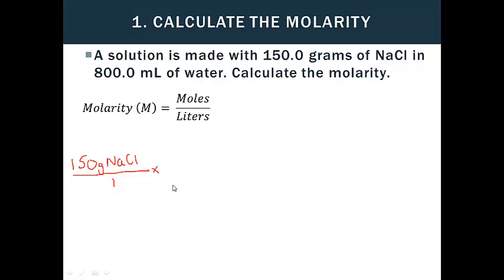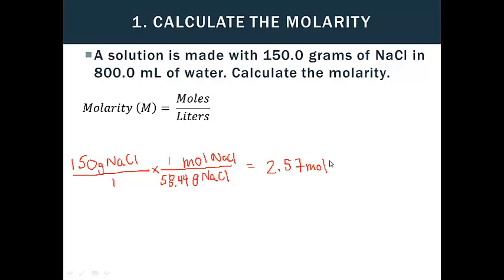Now we want to convert this into moles. So gram needs to go on bottom, and mole needs to go on top. Anytime you see grams and moles, that's molar mass. The molar mass of salt is 58.44 grams in 1 mole. So whenever you solve this, you get 2.57 mole.